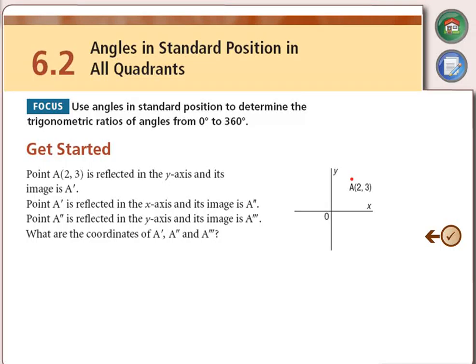And here we go, 6.2. We're looking at the angles in standard position. And this time we're looking at all quadrants. So not just quadrant 1, but we're still following the rules that standard position gave us. Let's review those rules real quick.